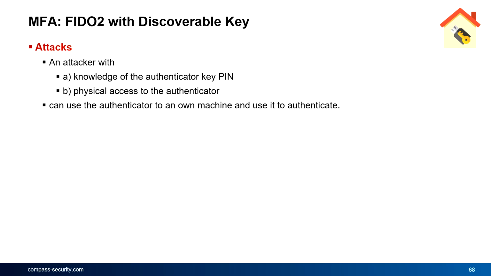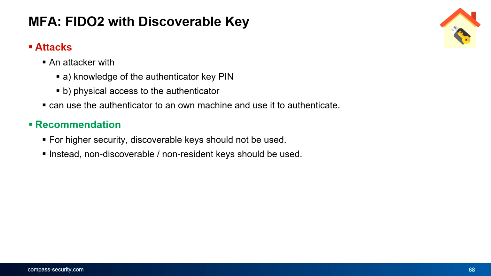As you have seen, if you use discoverable keys, if you have the authenticator itself, and if you know the PIN of the authenticator, then you have all the required information for authentication, and you can perform logins on the system where this key is valid.